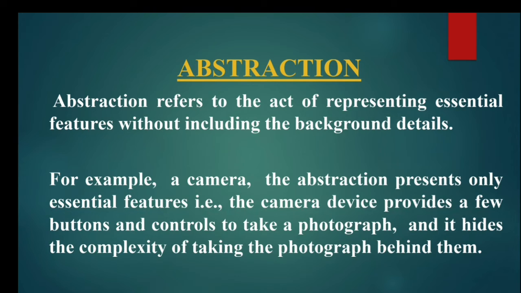Means flash sensor, AF sensor. We are not checking all these sensors. But the camera provides only the essential parts outside, and it hides the internal parts in the camera. Okay, this type of presenting the essential parts is called abstraction. Abstraction means representing the essential parts, and it hides the complexity parts.